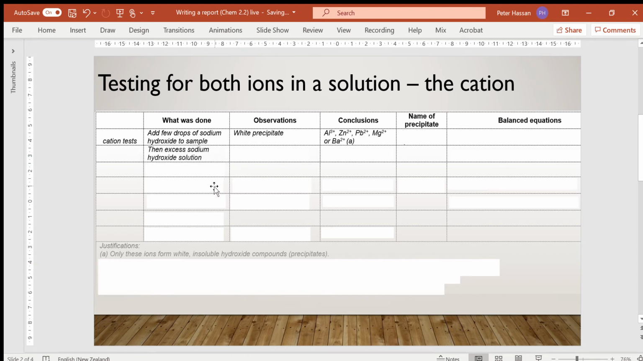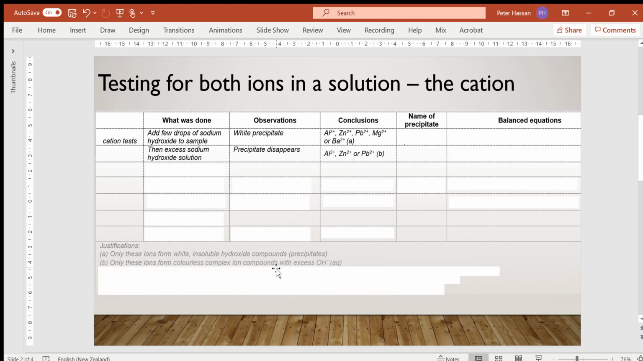The next step is to add excess sodium hydroxide, and we observe that the precipitate disappears. That enables us to narrow it down because only these three ions form a soluble, colourless, complex ion compound with excess hydroxide. Next step is to wash the test tube out and to put a new sample in it.